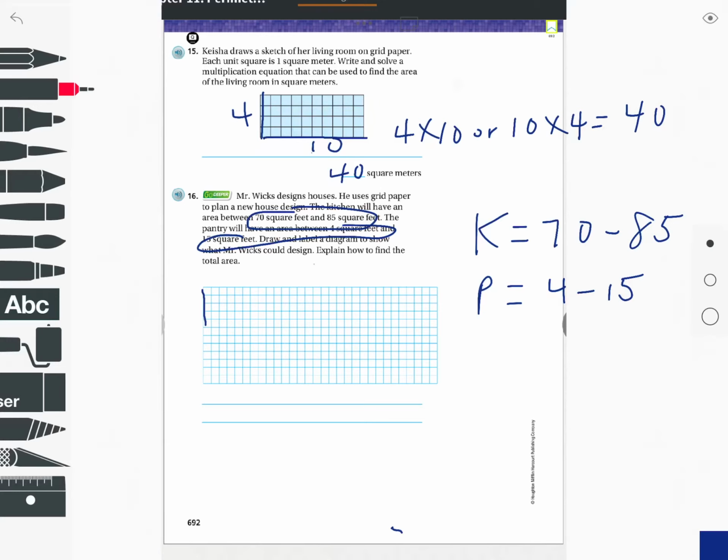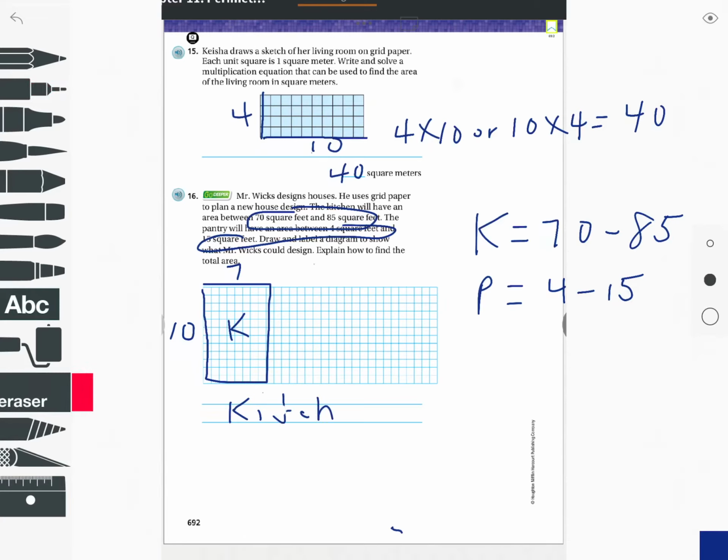So I'll do 1, 2, 3, 4, 5, 6, 7, 8, 9, 10. So this is 10. And then I'm going to have the side be 7. 1, 2, 3, 4, 5, 6, 7. Again, I don't know if it's exact because the squares are small. You can do a better job. So this is 10 by 7. This is K. This is my kitchen.